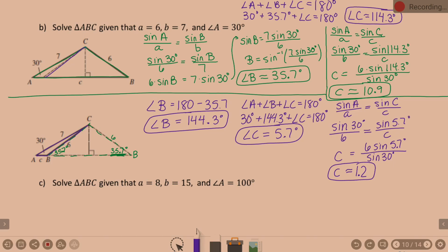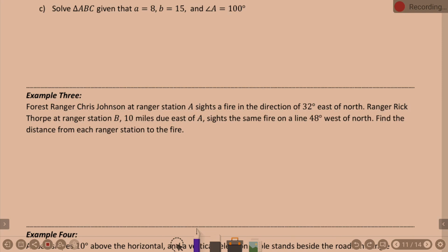Okay, now we do need to talk about C. I said you didn't have to leave a ton of room for it, right? So let's go look at C. Solve triangle ABC, given that a is 8, b is 15, and angle A is 100 degrees.